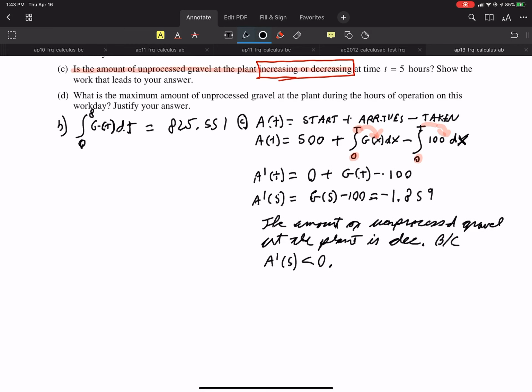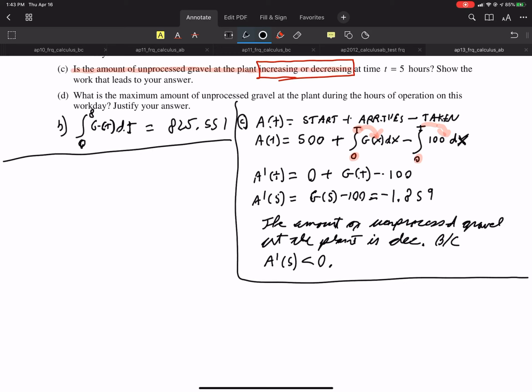All right, we're almost done. Hang in there. It's the last problem. Maximum. There's your keyword for D. Always looking for keywords. Where do maximum and minimums occur? You should know at critical points and endpoints. We know the endpoints are 0 and 8. That was given. So now we have to find the critical points.